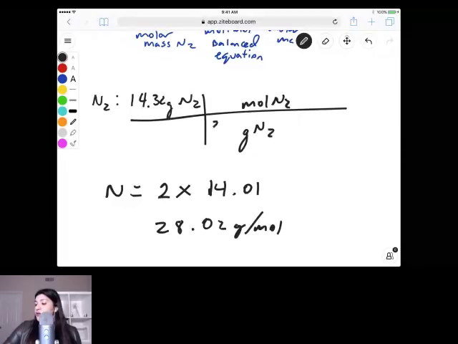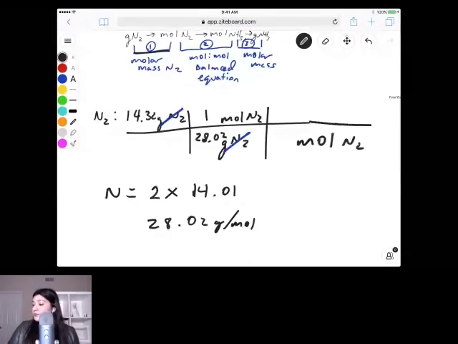This is what I'm going to be using. So it's 28.02 for the grams portion per every 1 mole. All right, that was just the first part. This allows us to go from grams to moles of N2. Continuing on, now I'm going to place the moles on the bottom or across from each other so we can cancel out those moles.